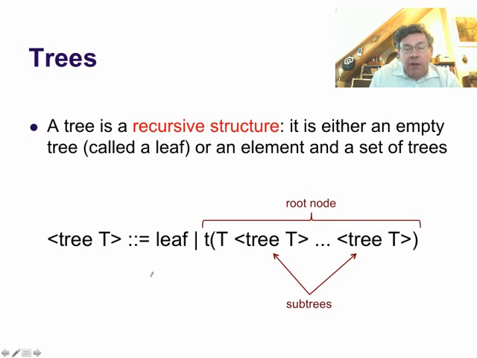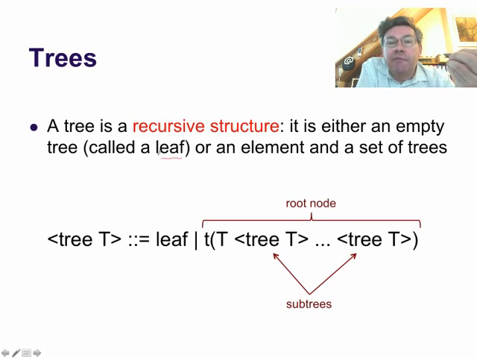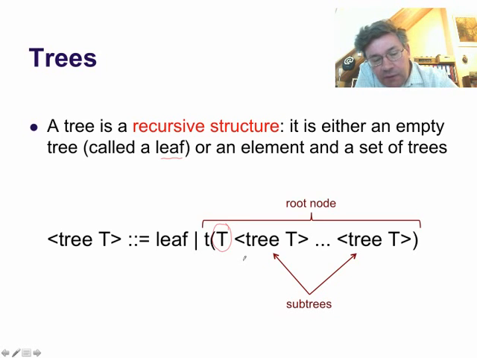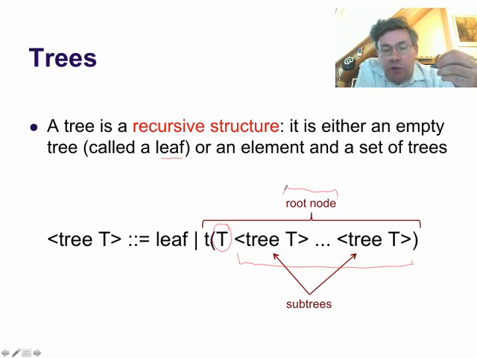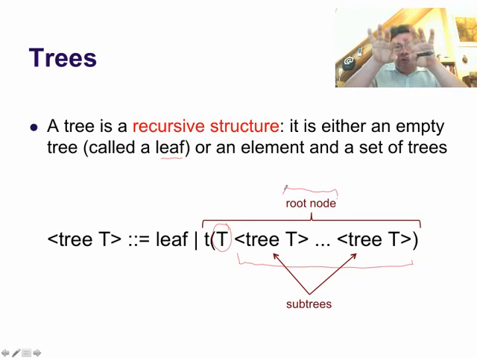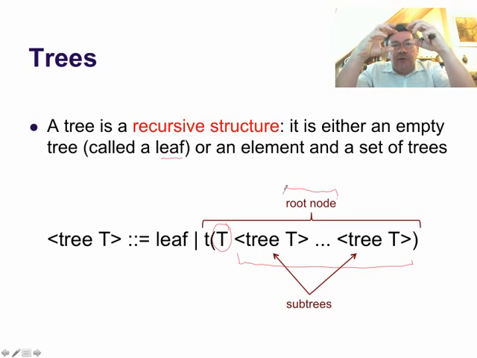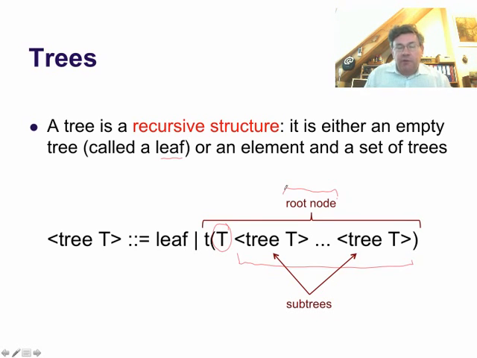So a tree is a recursive data structure. It's either an empty tree, which is called a leaf, or there is an element here of type T and a set of subtrees. So the trees that are underneath the main tree, which is called the root node, are called subtrees. So this is kind of a bifurcating structure. We start with a single root node. We have a number of subtrees, and each subtree has its own root node and subtrees, and so on until we reach all the leaves.